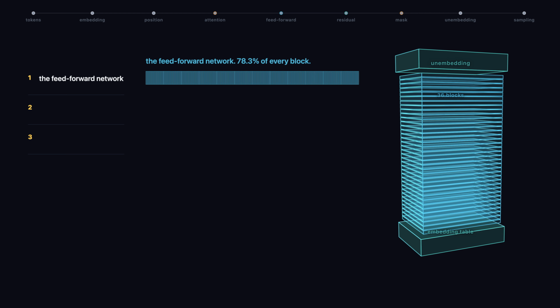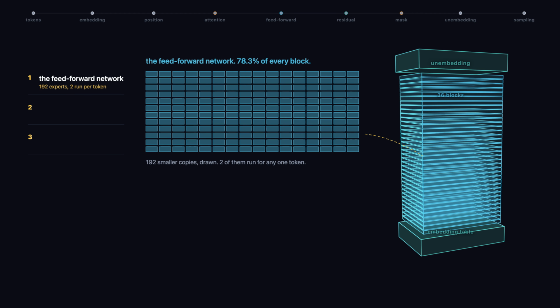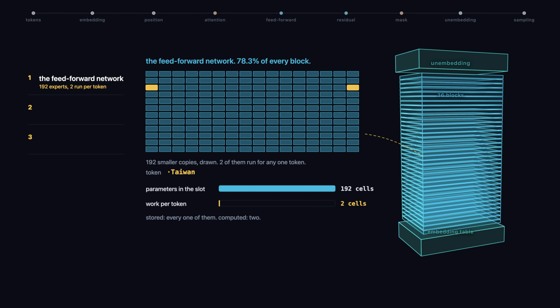Swap 1. Take the feed-forward network, that 4/5, and cut it into a few hundred smaller copies. Then, for each token, run 2 or 3 of them and skip the rest. The parameter count goes up enormously. The work per token barely moves. That's mixture of experts, and it has a much longer and stranger history than anyone tells you. It goes back to 1991, and the version people are excited about now is almost the opposite of what was invented. That is a whole video, and it is linked above.